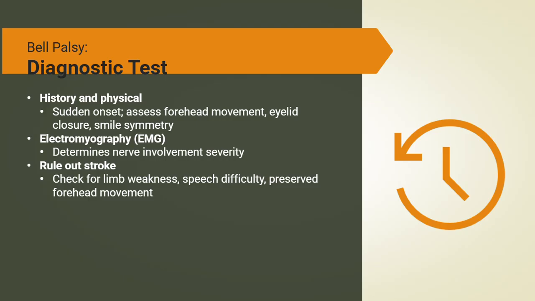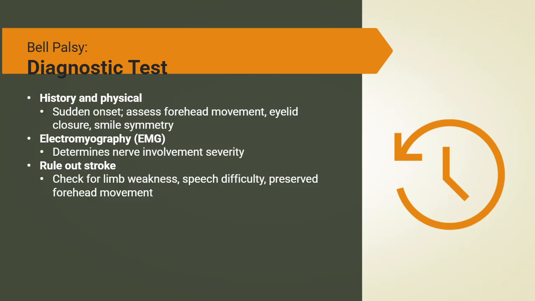An electromyography may be used to measure electrical activity of facial muscles. It can help determine the severity of nerve involvement, especially when symptoms are prolonged. However, electromyography is not always required and may not be immediately available in all clinical settings.